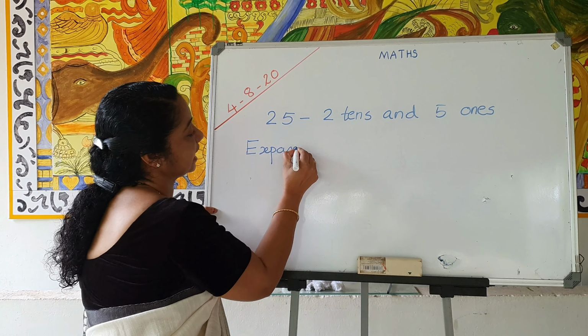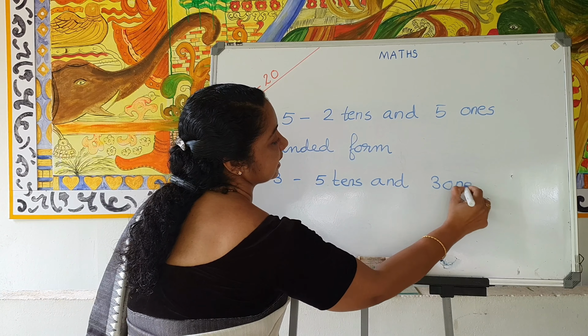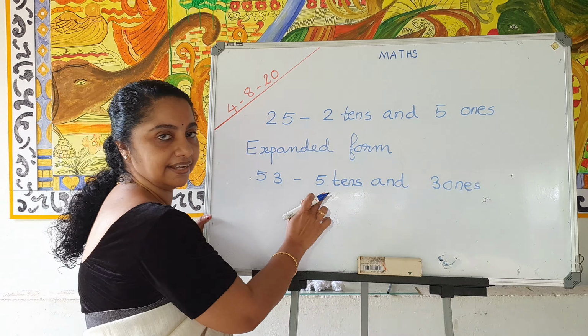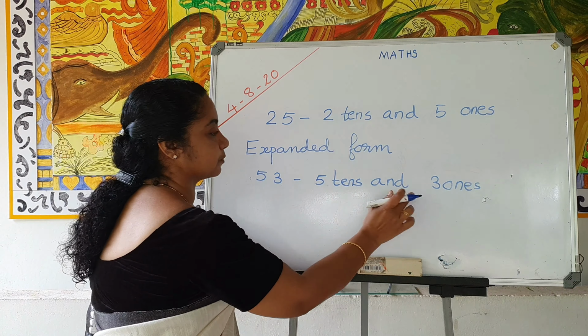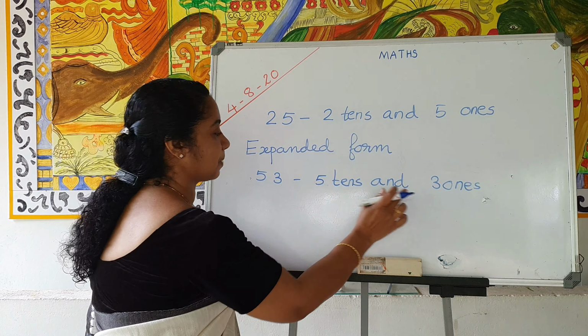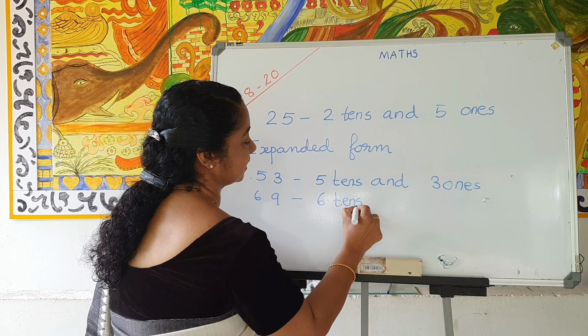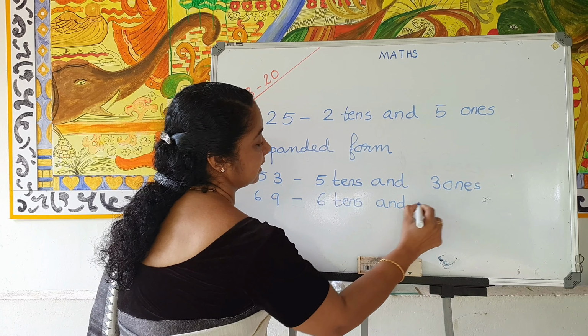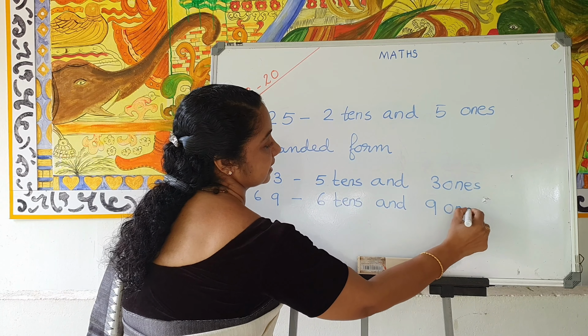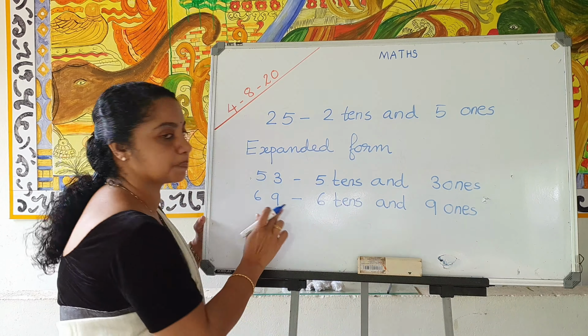53. What is the expanded form? 5 tens and 3 ones. 5 tens and 3 ones. This is the expanded form of this number. 69. 6 tens and 9 ones. This is the expanded form of 69. Okay.